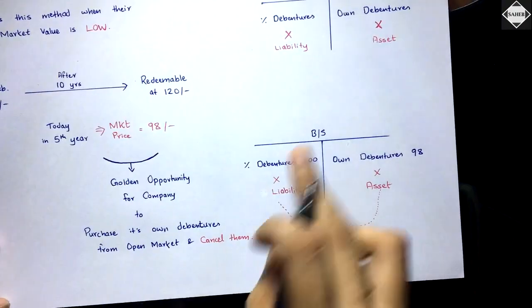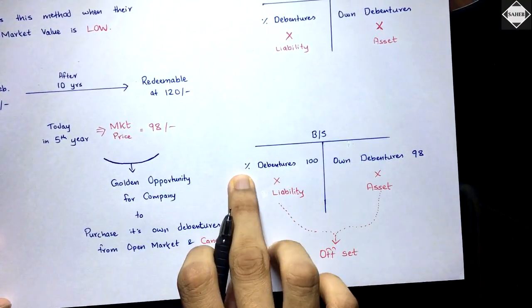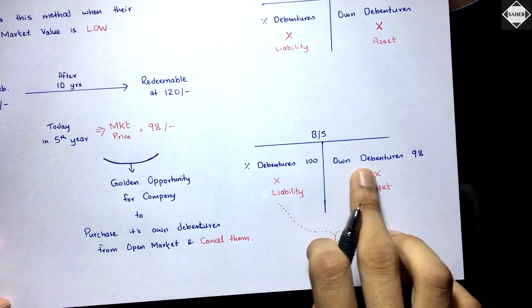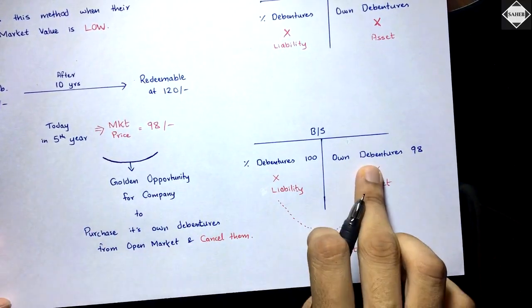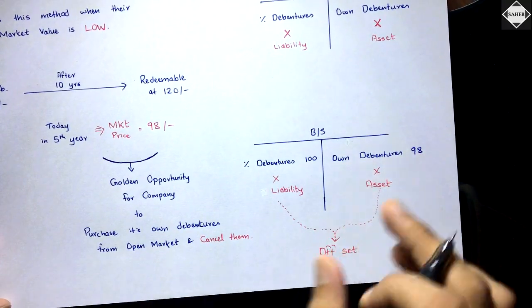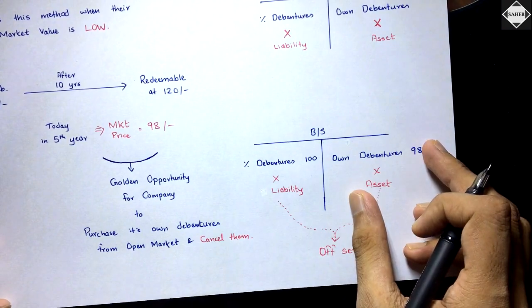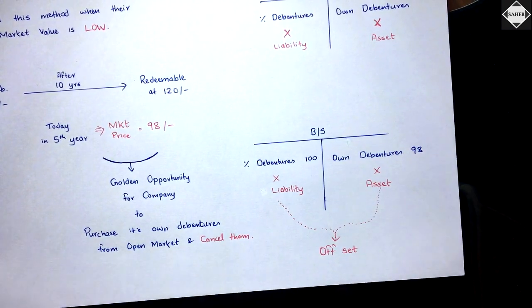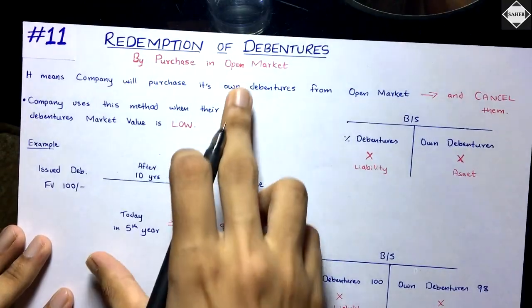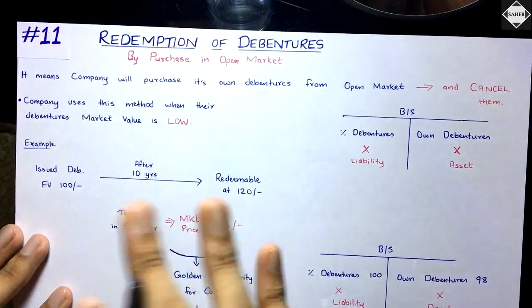Simple. See here, it will be shown at the face value. 13% debenture is the liability. It will be shown at the face value, and they have purchased in the 5th year at rupees 98. So this is the cost of those debentures. So here you have liability, here you have asset, what are you going to do? Cancel it off. They will offset each other. Is that clear? So this is how the purchase in open market method works. Simple as that. Is that clear?